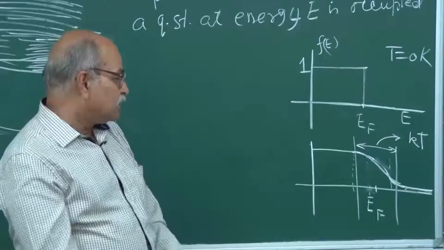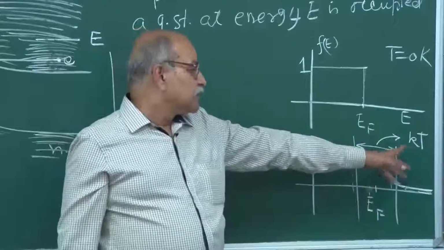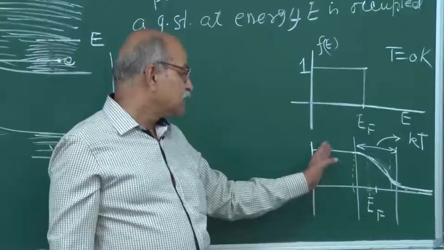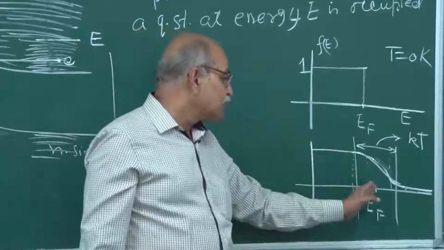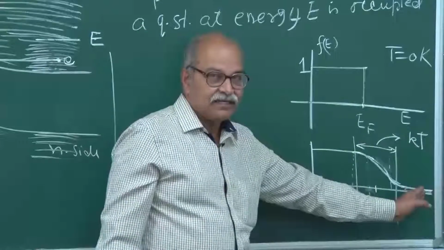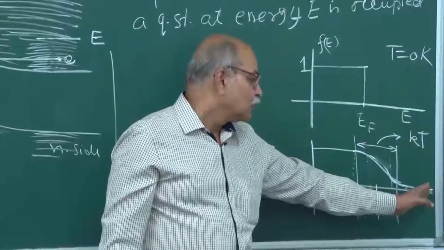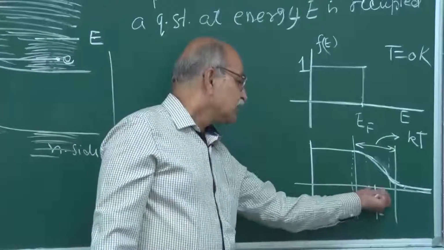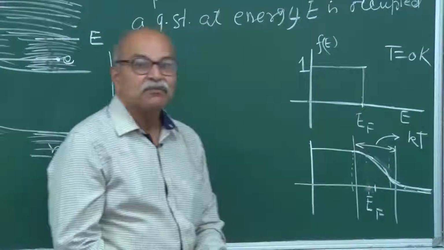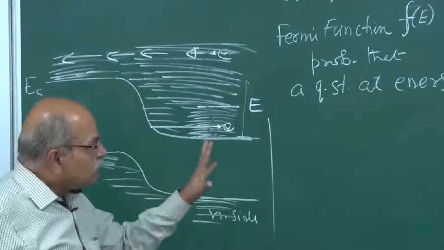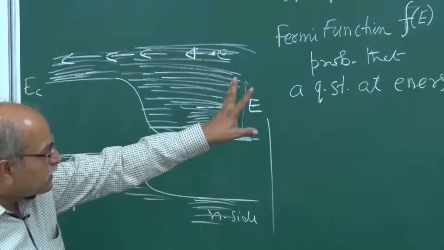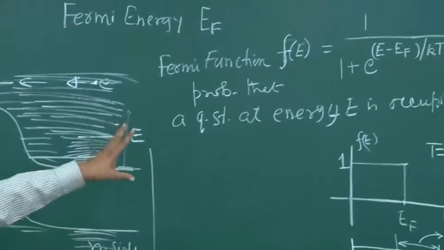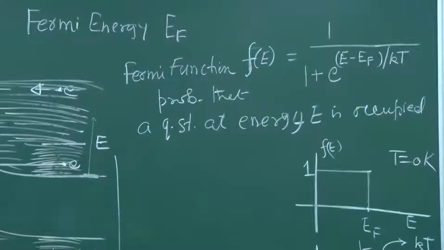So if you are say 100 kT to the left, probability is almost 1. If you are 100 kT on the other side, the probability is 0. But then if you are say 2-3 kT on this side or that side, then you can have an intermediate probability. Okay, so now let us use this function to get probabilities in intrinsic semiconductor, p-type semiconductor, and n-type semiconductor.